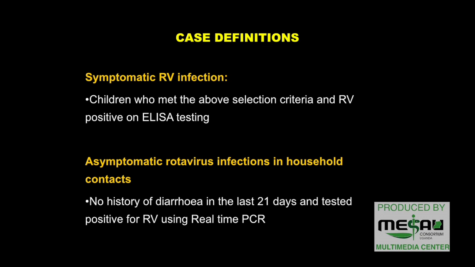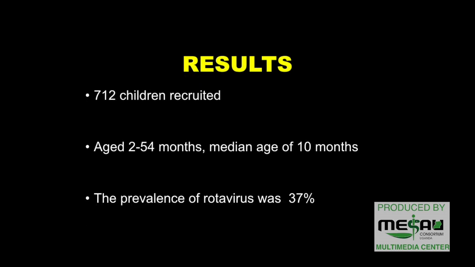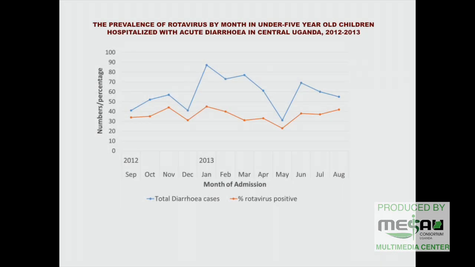So what results did we get? We recruited a total of 712 children, and they were aged 2 to 54 months. The median age was 10 months. And we found that the prevalence of rotavirus was 37%. This rotavirus occurred throughout the whole year in the children. It ranged from 25 to 45%, but we saw it occurring almost the whole year around. There was no seasonality observed.